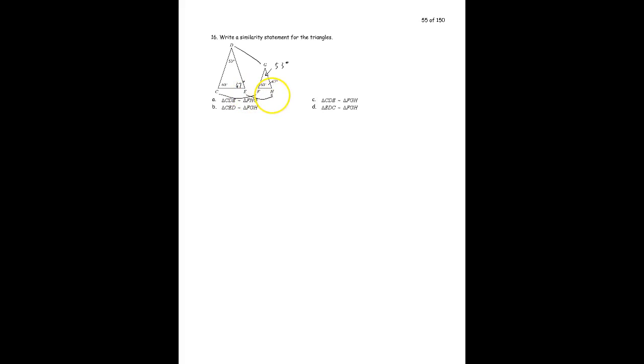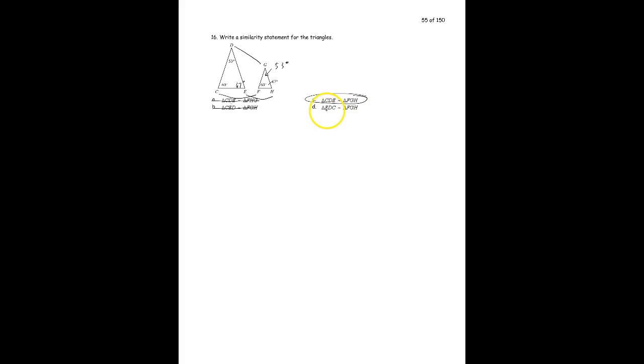C goes with F. E goes with H, and let's see which one of these are consistent. The first one has C going with F, that's good, has D going with H, because of the two middle ones, so that one's not right. This one has C going with F, which is good. E goes with G, no good. This one has C going with F, good. D goes with G, good. E goes with H. That one's going to be our answer.